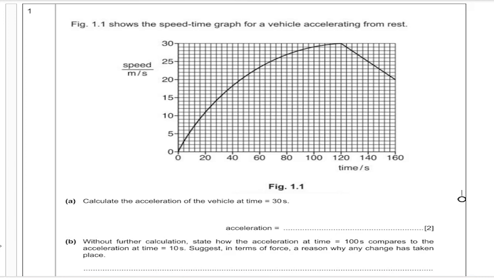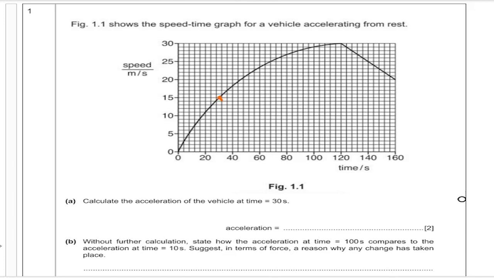Because the acceleration is changing, we know that it's highest at the start and lowest at the end. We need to take a tangent for the time that it's asked for. So if we find 30 seconds, then 30 seconds is here, so we need to draw a tangent to the curve at that point.